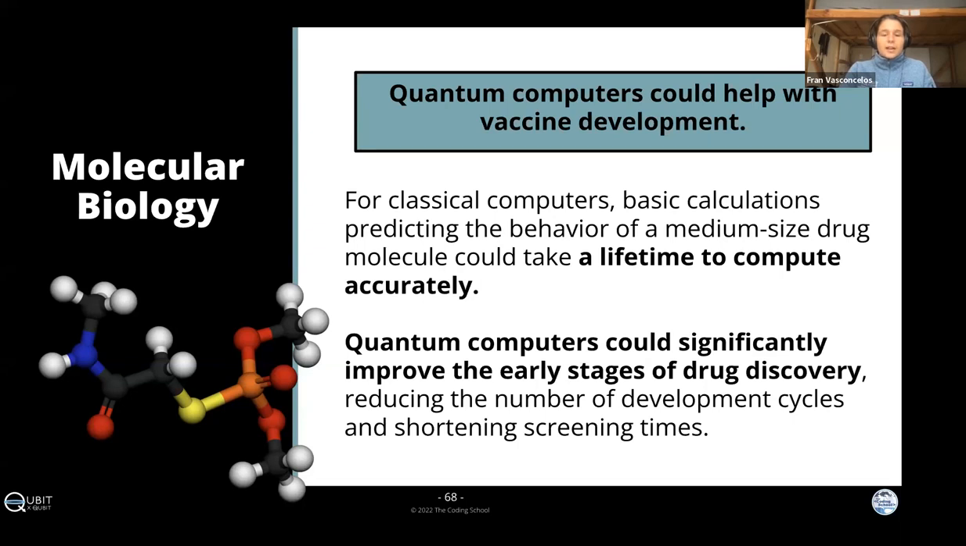That said, we believe that quantum computers could significantly help improve the early stages of drug development by helping us do things like quantum simulation, simulating the fundamental molecules and helping us get a better understanding of things like protein folding. And overall, this would enable us to reduce the number of development cycles and shorten screening times in drug development. So that hopefully in the next pandemic, if we had quantum computers available, we could roll out a vaccine much faster.